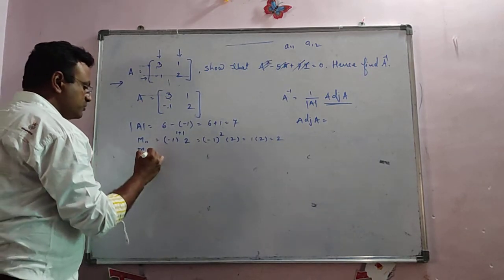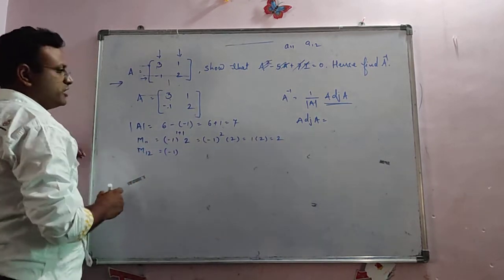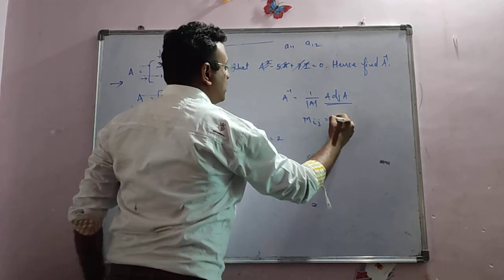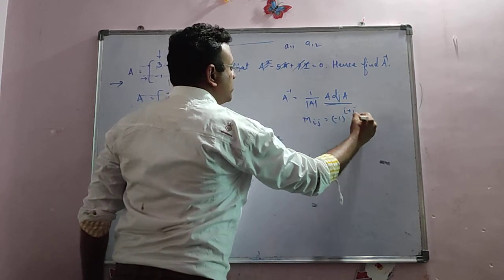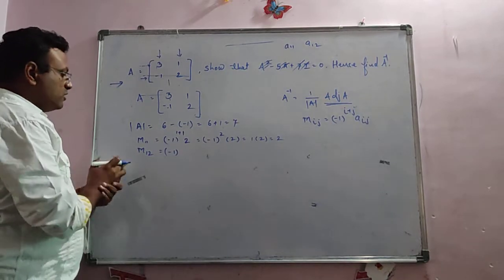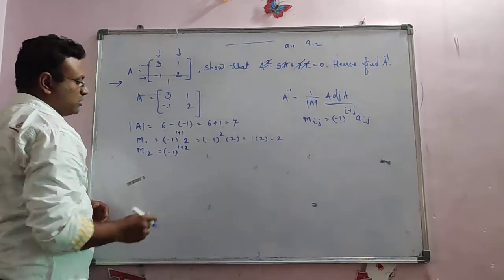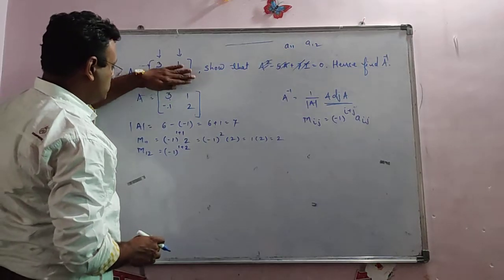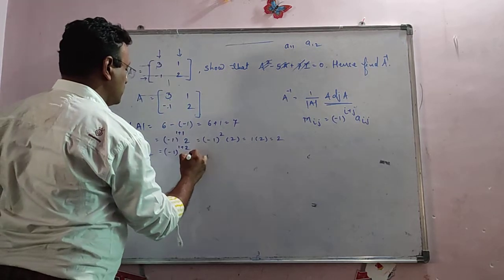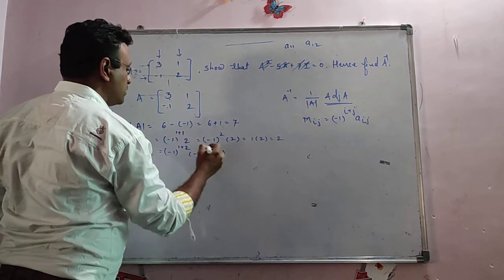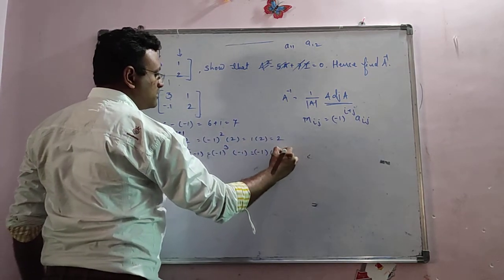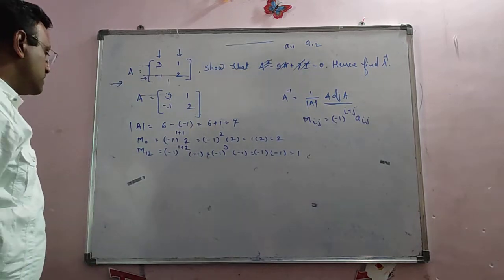Now M12, minus 1 raised to i plus j. See the Mij formula here, minus 1 raised to i plus j, so 1 plus 2. I have deleted the first row and second column. What is left? Minus 1. Minus 1 raised to an odd power, so minus minus will become plus.